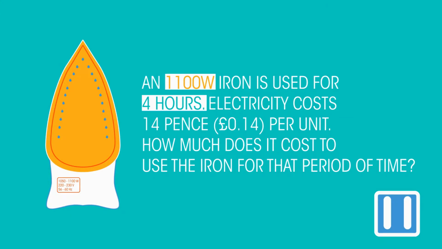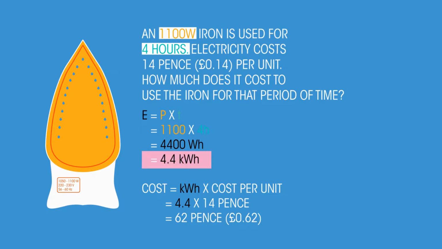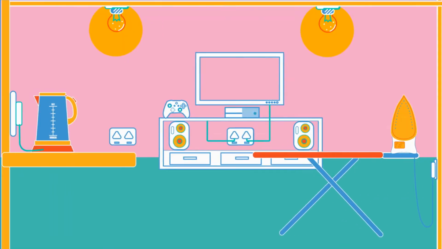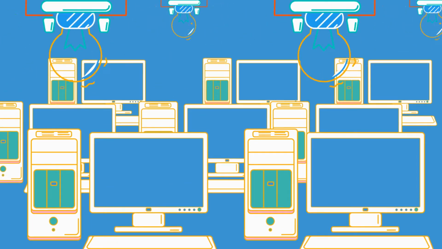Try this example. Pause your video while you work it out. Did you get 4.4 kilowatt hours and a cost of 62 pence? With a whole office of computers, the price starts to clock up quite quickly, and that is before we think about the lights and charging our phones. So perhaps you can see the importance of switching off devices. It saves money and helps us waste less energy.